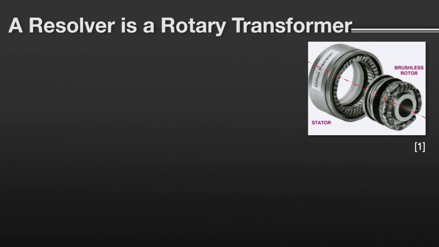A resolver is a very specialized transformer that measures angular position with high accuracy. We can explain how a resolver works in terms of the magnetic inductance of the various windings. The outside of a resolver looks like an electric motor, but the inside windings are that of a transformer. The stator has 3 windings, a primary one and 2 two-phase ones.